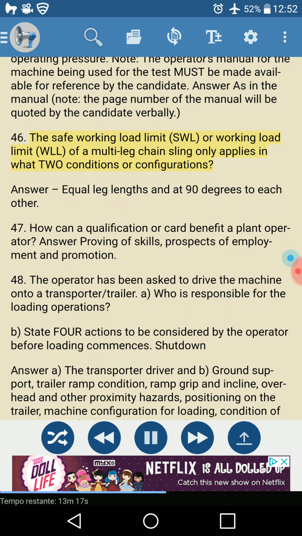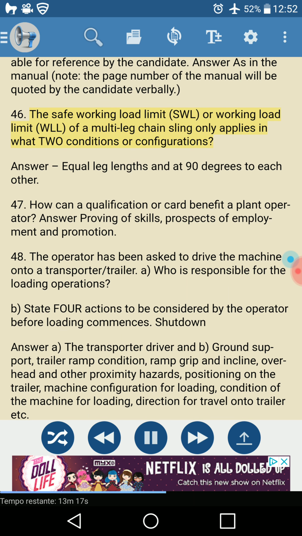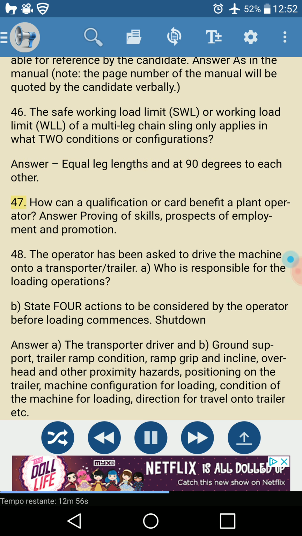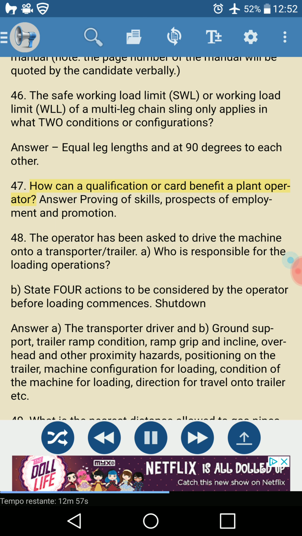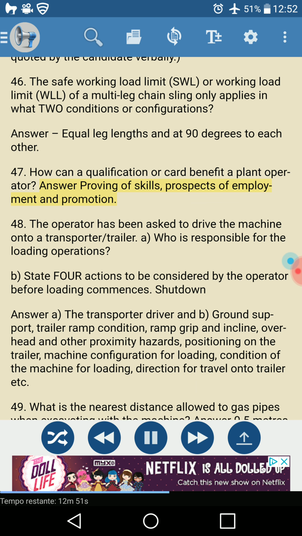46. The safe working load limit, SWL, or working load limit, WLL, of a multi-leg chain sling only applies in what two conditions or configurations? Answer: equal leg lengths and at 90 degrees to each other. 47. How can a qualification or card benefit a plant operator? Answer: proving of skills, prospects of employment and promotion.